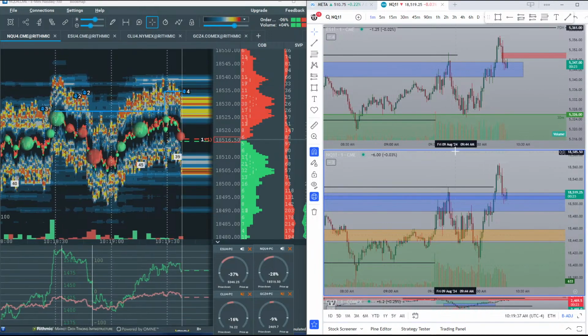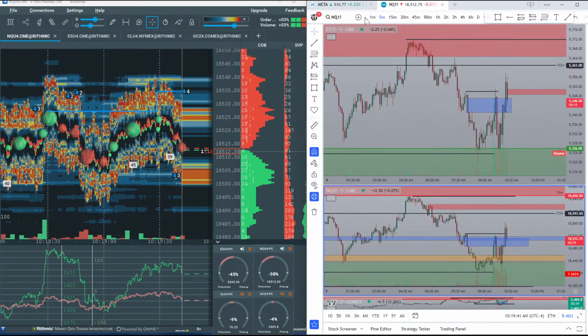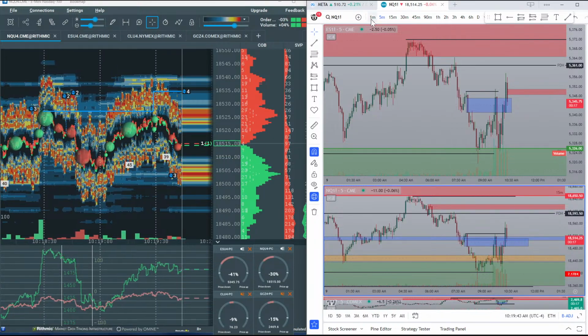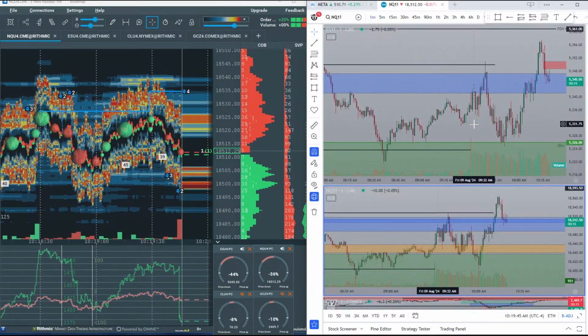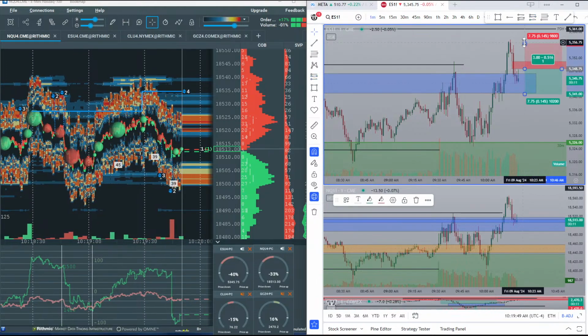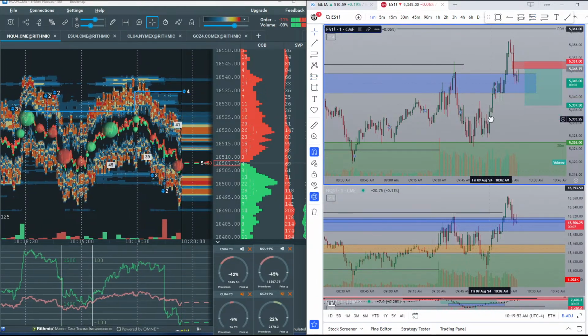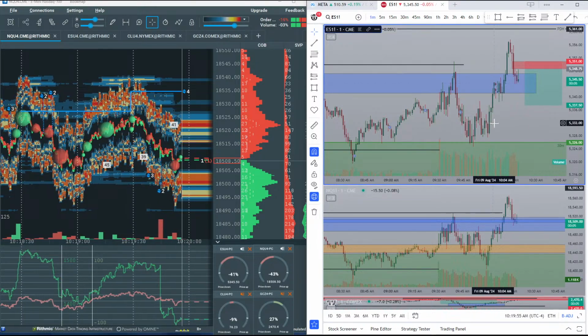ES fair value gap on the 1 minute, I should say. Next potential setup is ES short right there in that fair value gap.